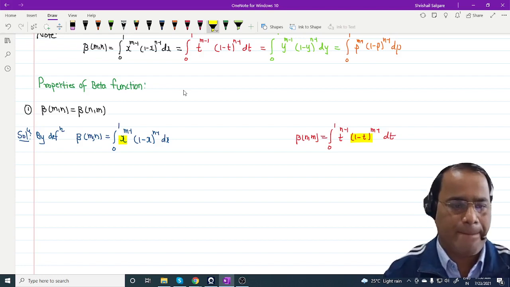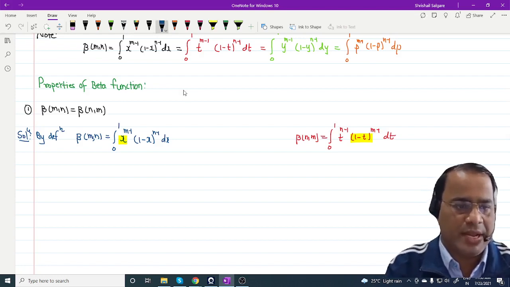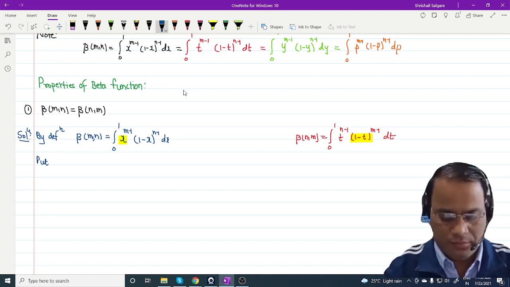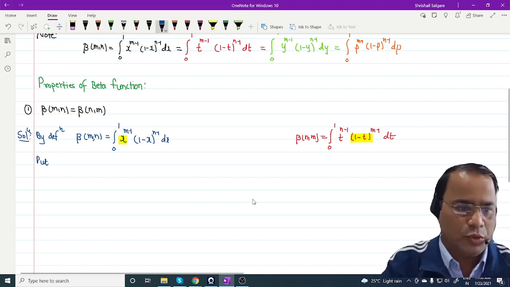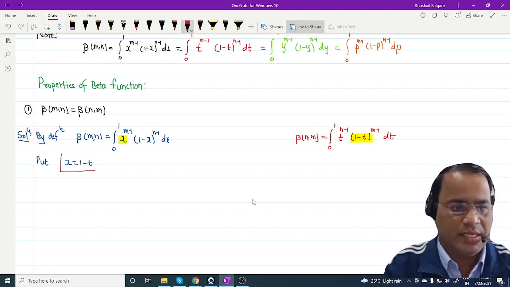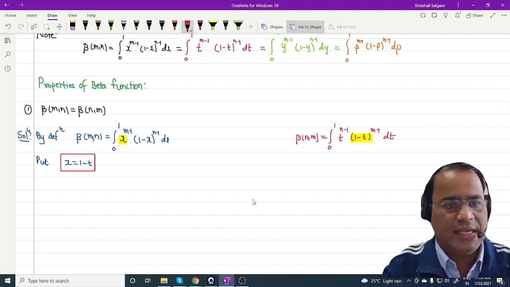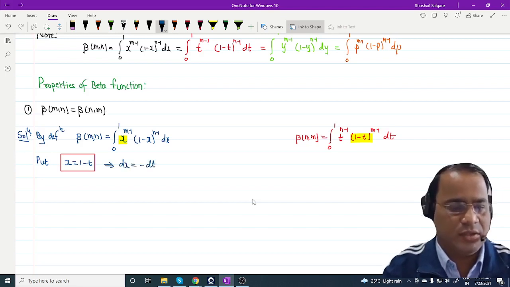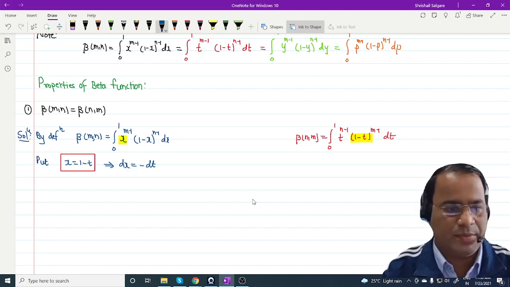Yes, Puneet, what is the substitution I have highlighted? Yes, quickly. So here you have to put x is equal to 1 minus t. That is your substitution. So that integral you have to convert in terms of t. For that, differentiate both sides, you will get dx is equal to minus dt. Differentiation of 1 is 0, differentiation of t is minus 1.